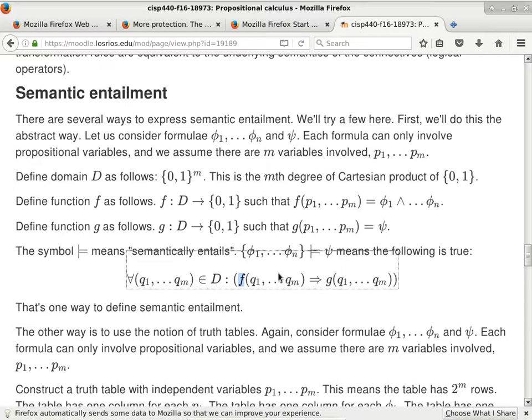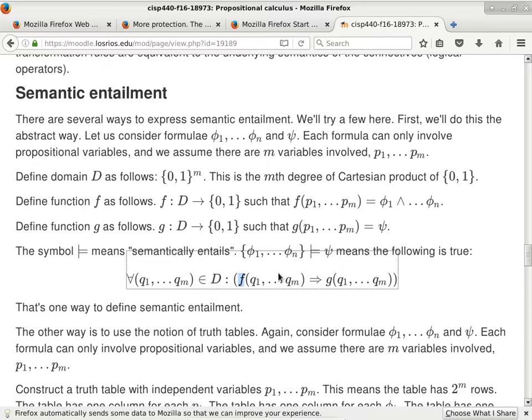Is that why the functions f and g map the domain to 1 and 0, because that's what we're going to use? Yep, because the result of F is either true or false. The result of G is only true or false. Okay, are we doing okay so far?